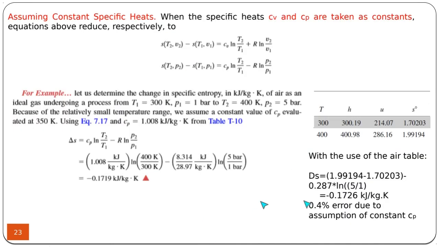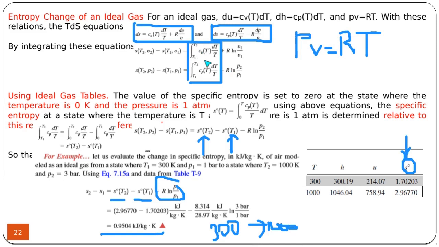Here we have variable specific heats. That's why we keep them inside the integrals. And because we do not know how the specific heat changes with the temperature, we cannot integrate it. But the tables give you the integral values.